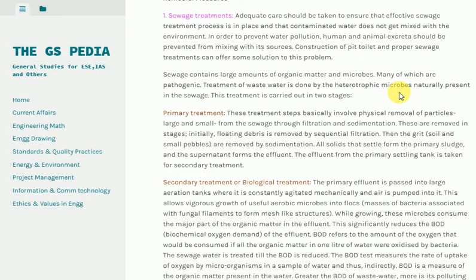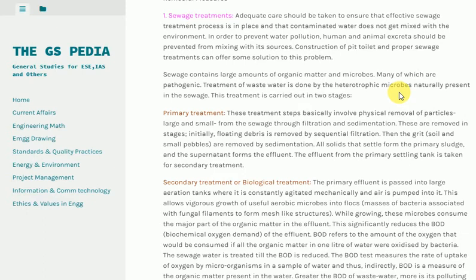Greater the BOD of wastewater, more is its polluting potential. Once the BOD of sewage or wastewater is reduced significantly, the effluent is then passed into a settling tank, where the bacterial flocks are allowed to sediment. This sediment is called activated sludge. A small part of the activated sludge is pumped back into the aeration tank, to serve as the inoculum.